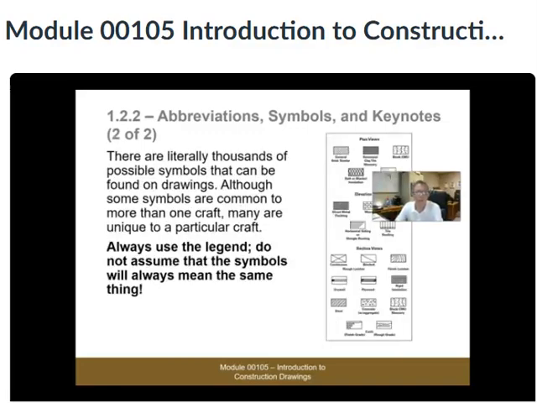It says there are literally thousands of possible symbols that can be found on drawings. Although some symbols are common to more than one craft, many are unique to a particular craft. It says always use the legend. Do not assume that the symbols will always mean the same thing.